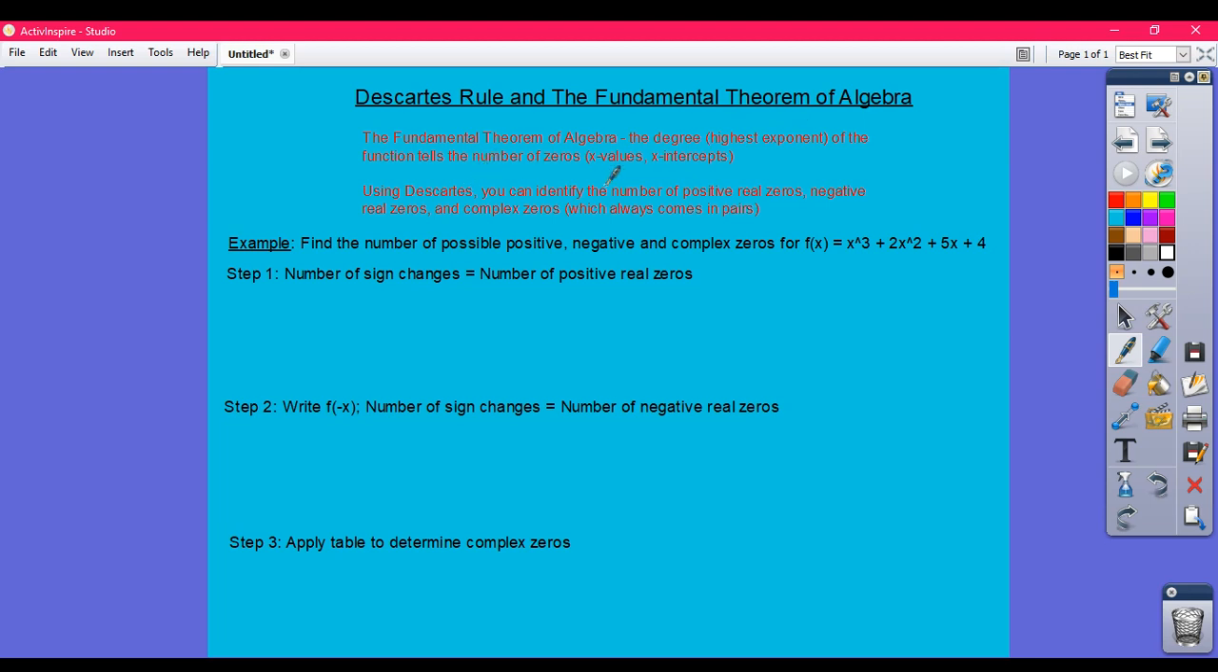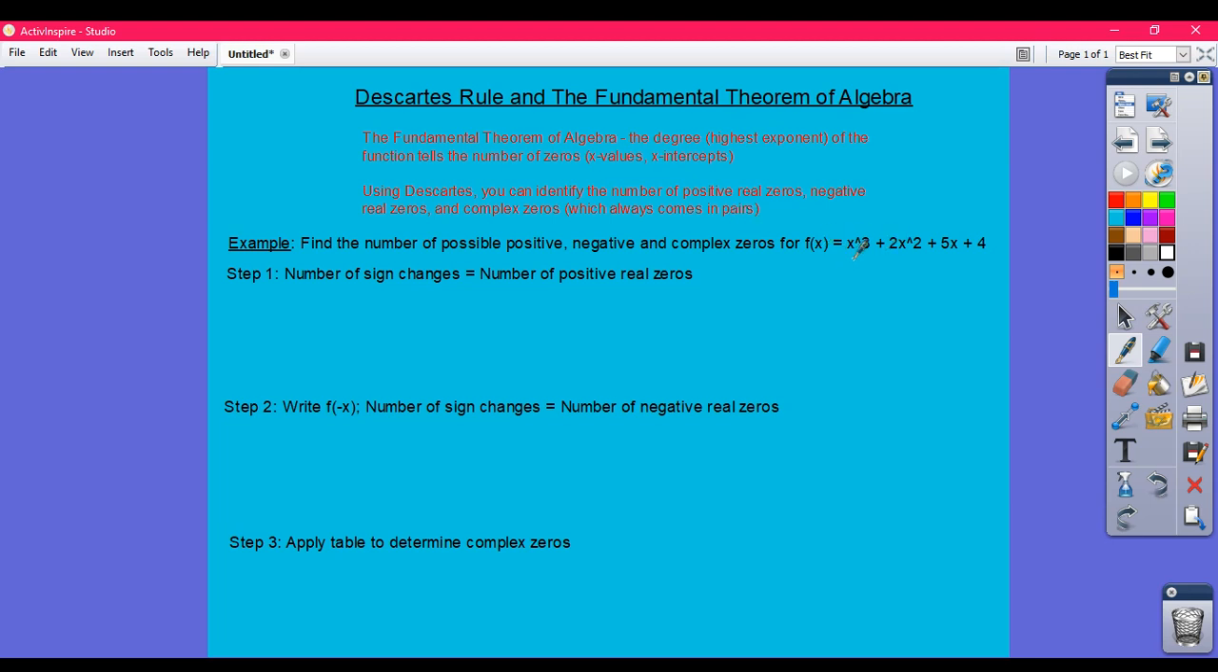Using Descartes, you can identify the number of possible, I should say possible, positive real zeros, negative real zeros, and complex zeros. So they're not actually going to tell you what the x values are. They're just going to tell you the number of possible combinations of positive, negative, and complex. Mind you, complex zeros will always come in pairs because you always have to have the conjugate. So expect an even number when it comes to complex zeros.